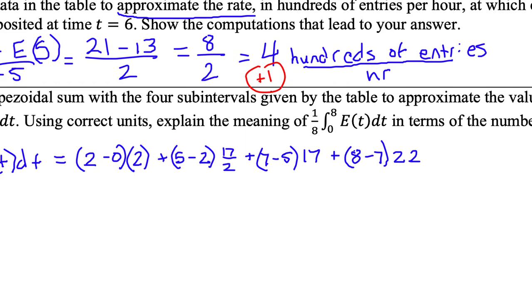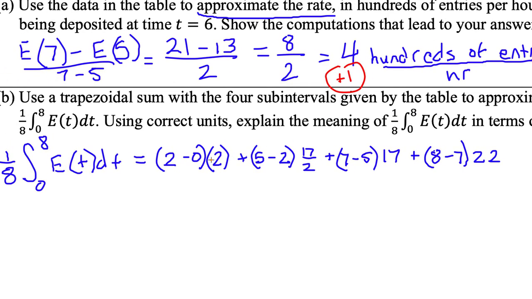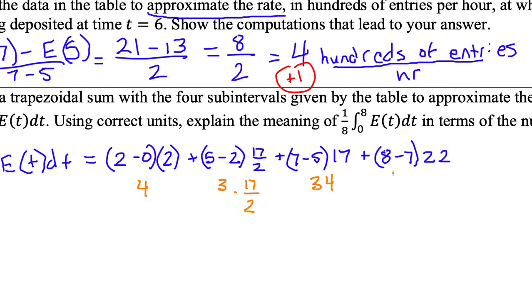22. Let's go ahead and simplify this bad boy. 2 minus 0 times 2, that's 4. That's 3 times 17 halves. That's 2 times 17, which goes back up to 34. We start with 34 to begin with, and then that's 22.